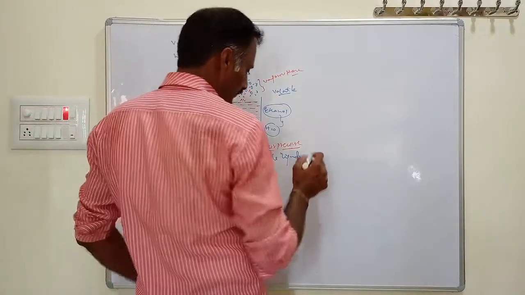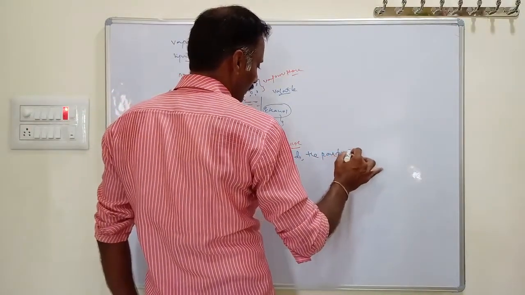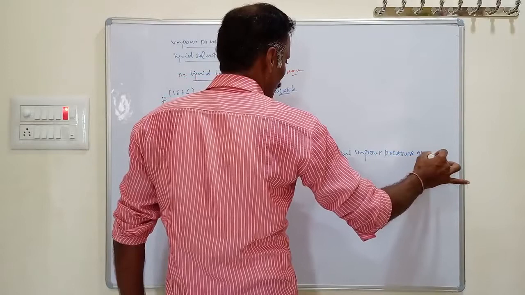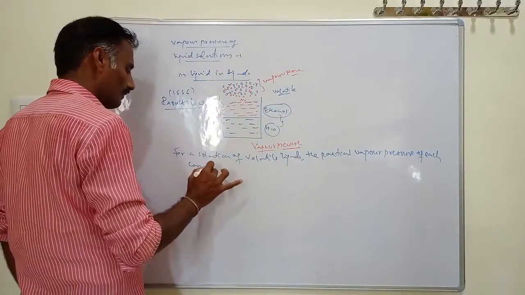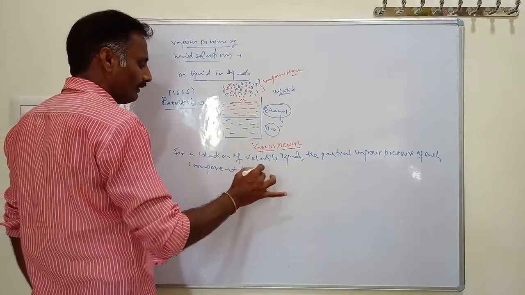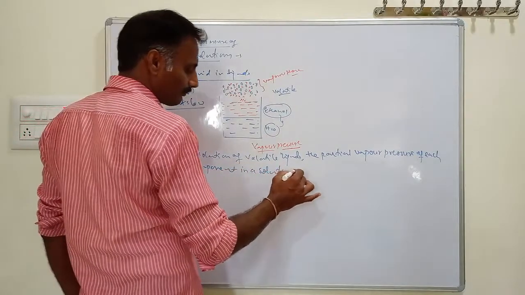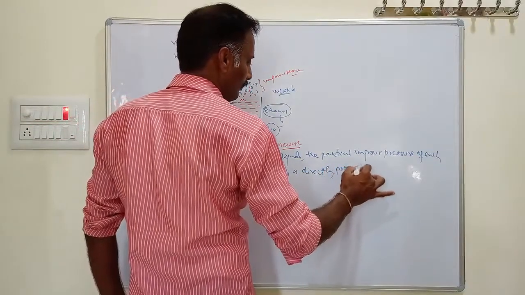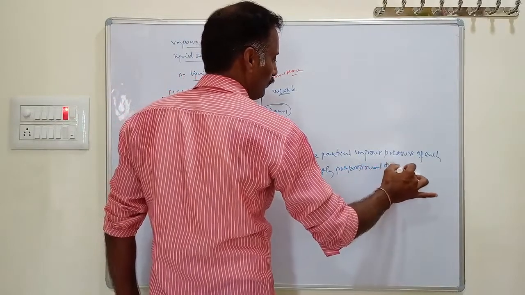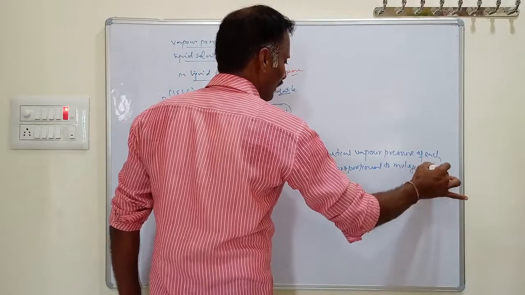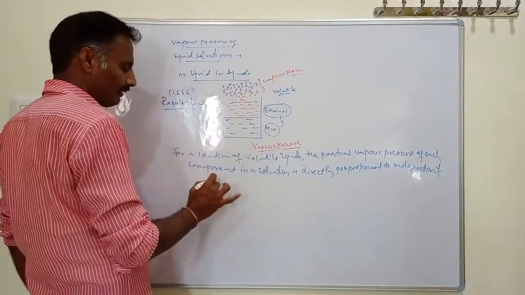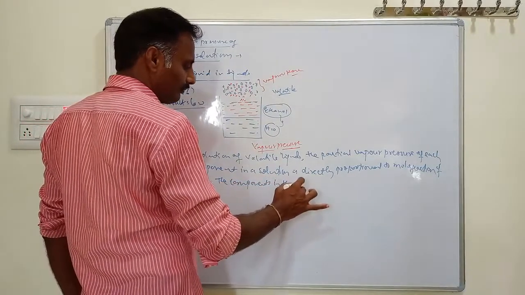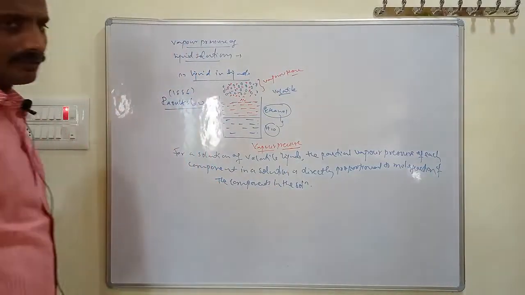The partial vapor pressure of each component in a solution is directly proportional to the mole fraction of the component in the solution. This is called Raoult's law.